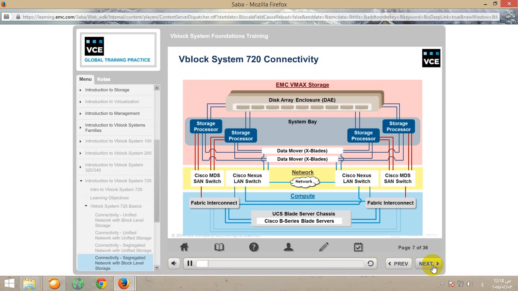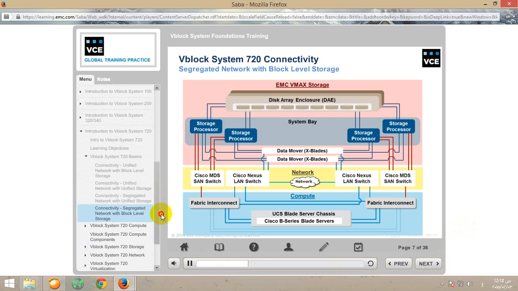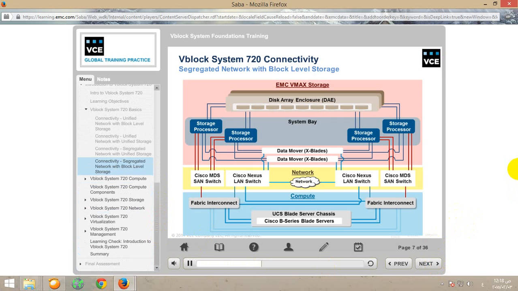And finally, the last configuration we'll discuss here is segregated network with block-level storage. As you learned earlier, while file-level storage requires file servers or X-blades, block-level storage does not. Note that for the segregated network, the LAN and SAN switches remain, and block-level storage is configured with no data movers.